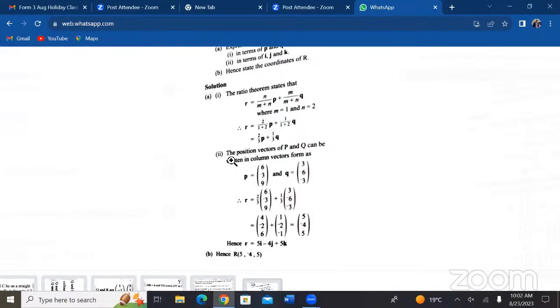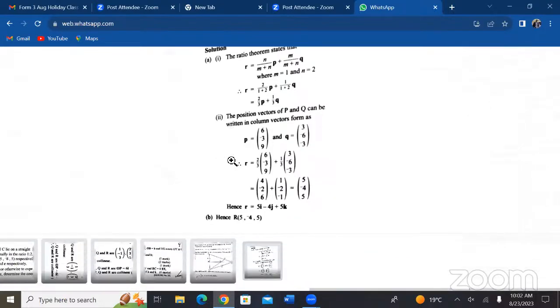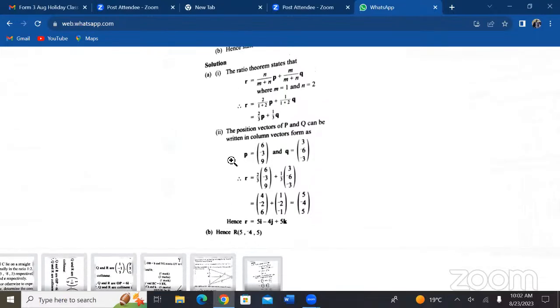Then after that, we take R to be 2/3 of P and 1/3 of Q, so that finally we get R to be 5i minus 4j plus 5k after we've multiplied the two scalars, 2/3 and 1/3, with P and Q respectively. Then after getting that, we get OR as 5i minus 4j plus 5k, and because it's a position vector, we take the 5, the -4 and the 5 to be the position X, Y, and Z. Is that okay? Yes.